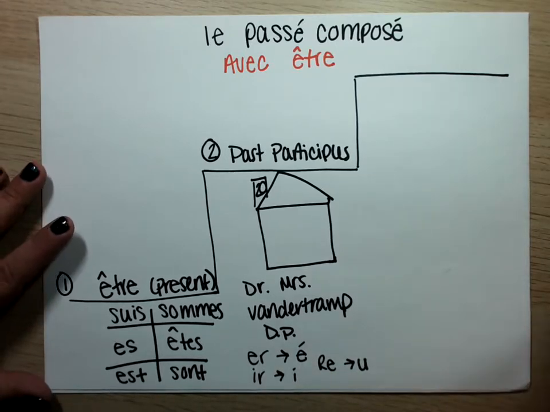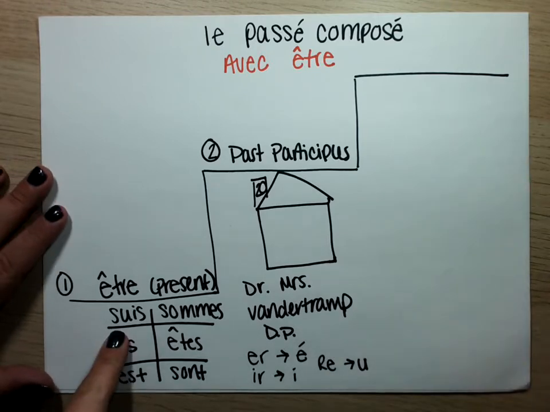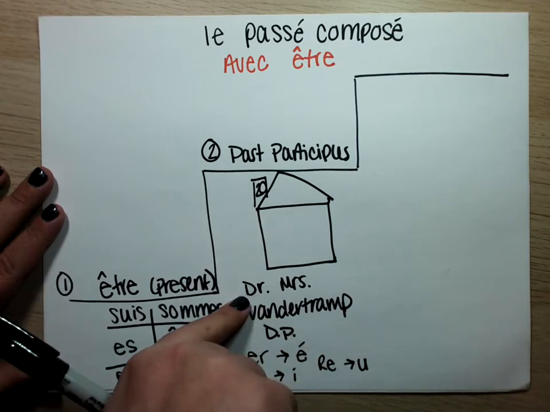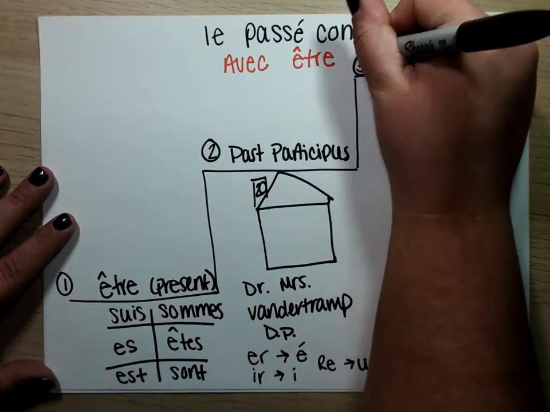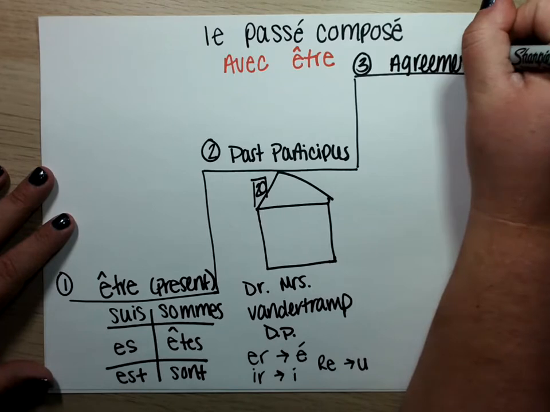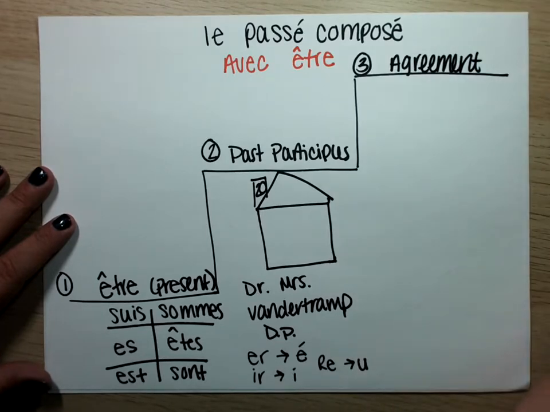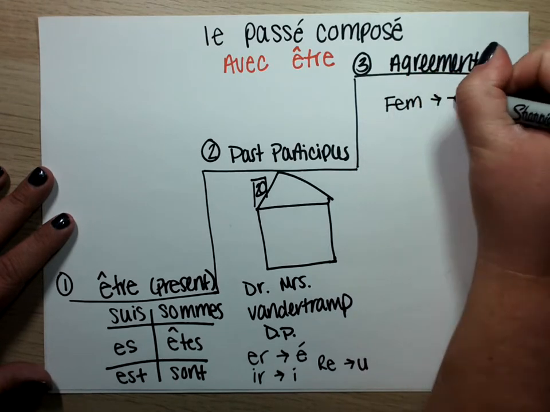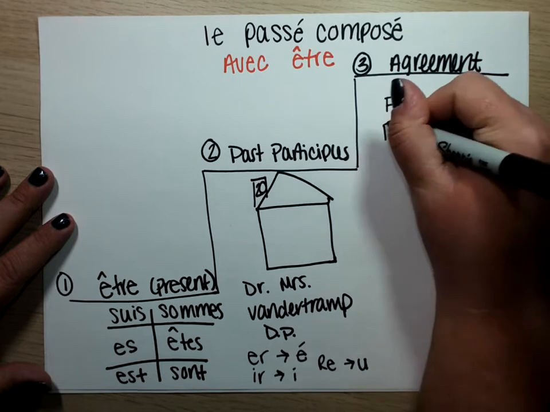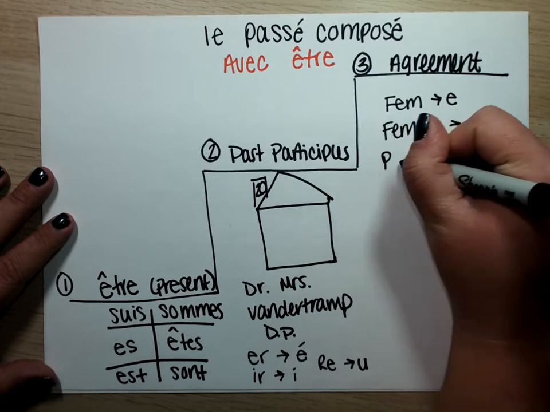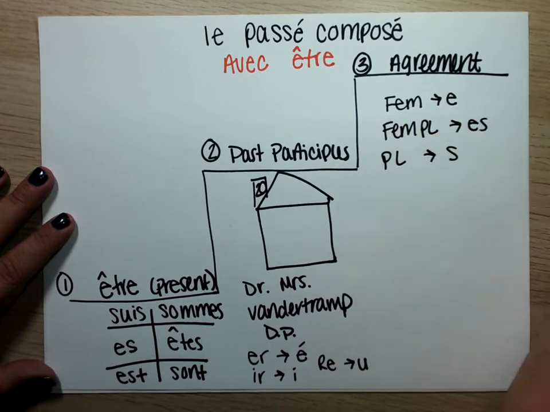Now, with the passé composé être, I told you that there were 3 steps. We already have our helping verb, our auxiliaire. And then we have our past participles. So we're going to write all of these out later on. Our third step and our final step is the agreement. And agreement, not meaning yes, I agree with you, madame, but agreement meaning if something is feminine, you add an E onto the end. If something is feminine plural, adding ES. Or if something is masculine plural, adding an S. That's what I mean by agreement.